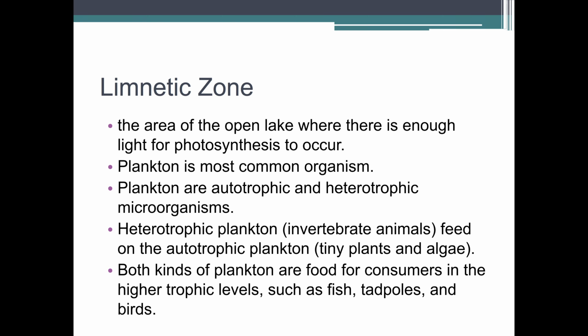Plankton are autotrophic and heterotrophic microorganisms. Autotrophic, again, meaning producers, they can produce their own food, but heterotrophic, they can also eat other things. Heterotrophic plankton are invertebrate animals. They feed on autotrophic plankton, which are tiny types of plants and algae. Both types of plankton are food for consumers in the higher trophic levels, such as fish, tadpoles, birds, and so on.